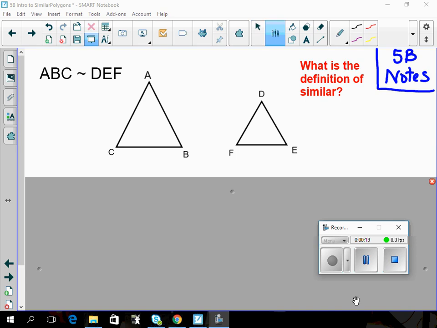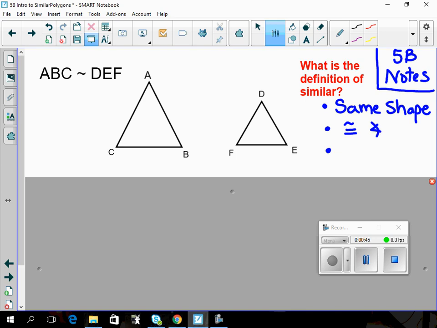Give me one of the three pieces. They have to have what? Not the same size, the same, Daisy? Same shape, I agree. So I agree they have to be the same shape. There's two more pieces. What else do we remember, Jay? They have to have congruent angles. So all of the corresponding angles are going to be congruent.